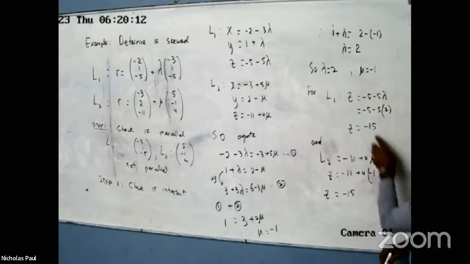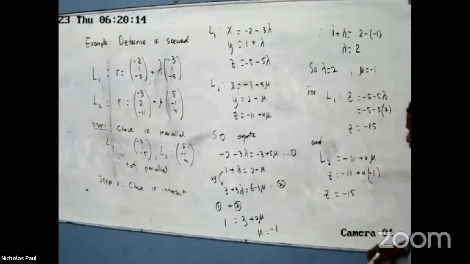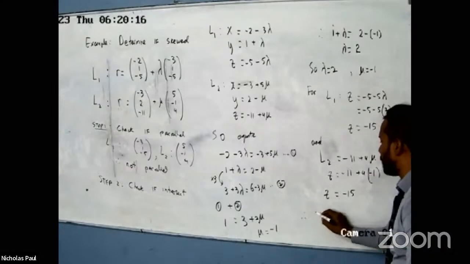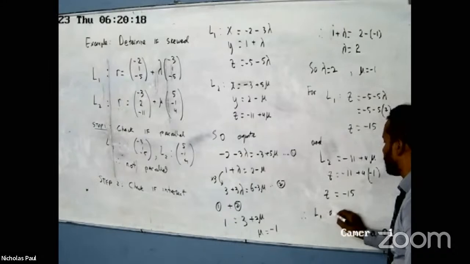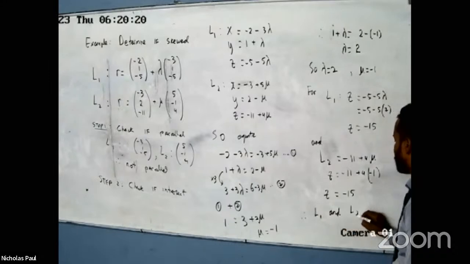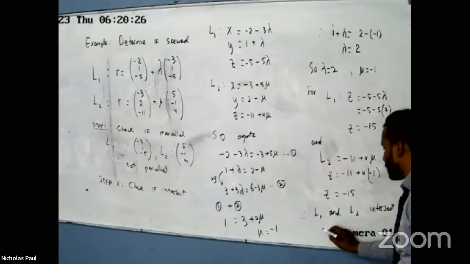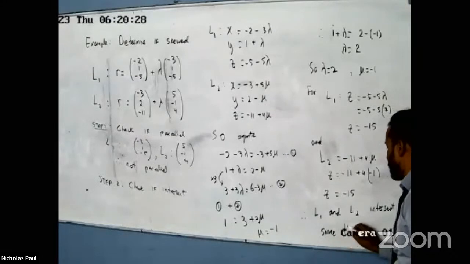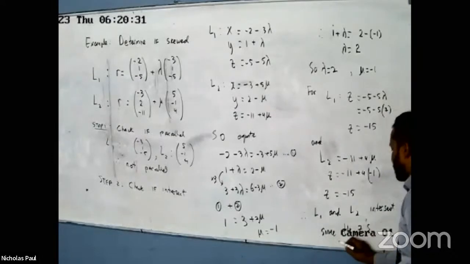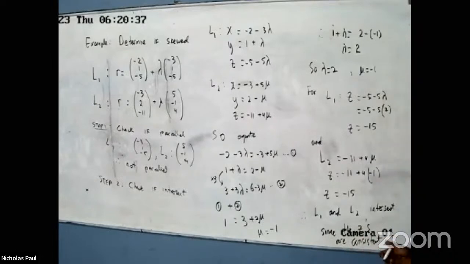Are they consistent? Are they the same? Right? So therefore, L1 and L2 intersect, since the Z's are consistent. That's okay? So because these are the same, we got to go.